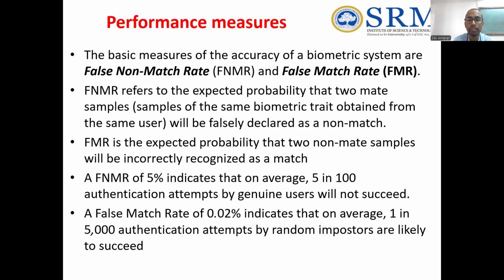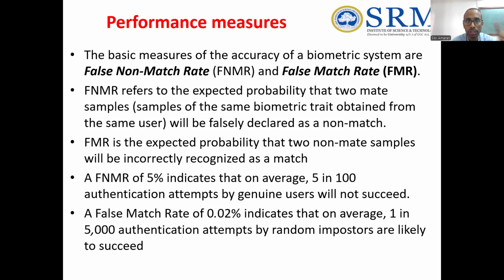Another thing is the false match rate, mentioned as FMR. What does it represent? I'm collecting a sample from one individual and a sample from some other individual, but it is recognizing them as from the same individual. This happens very rarely, so it was mentioned as 0.02%. This is the difference between false non-match rate and false match rate.